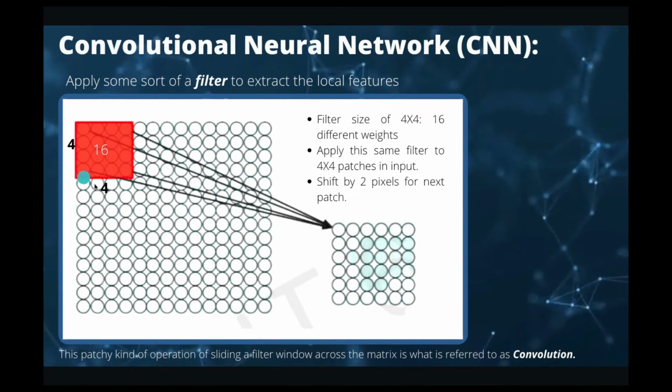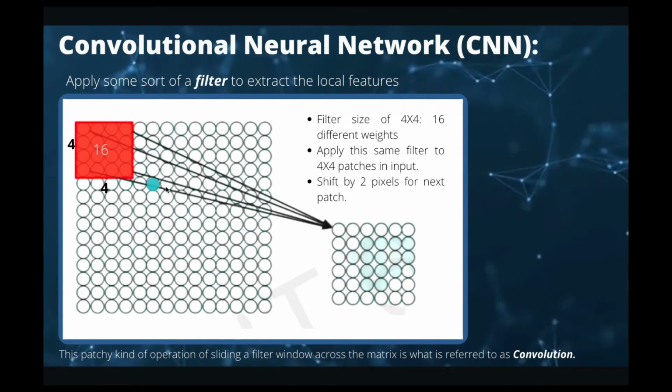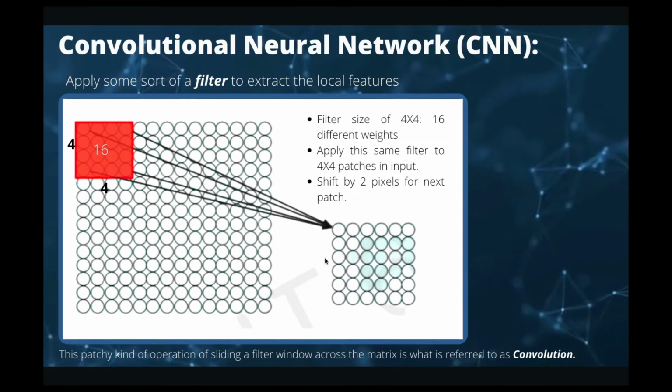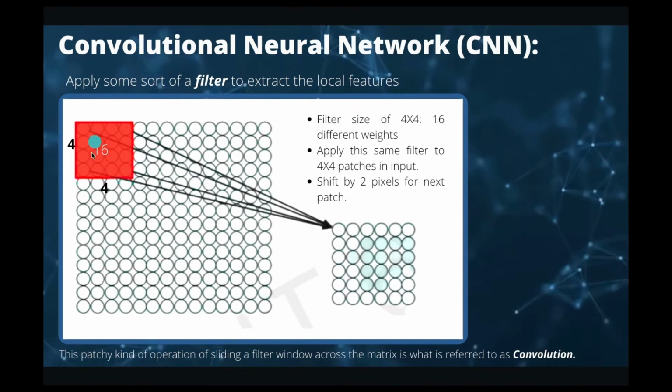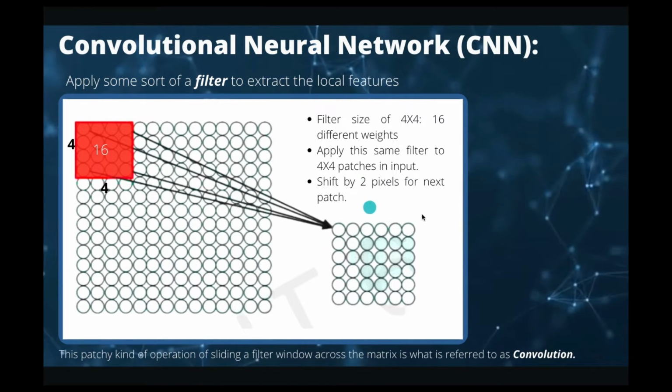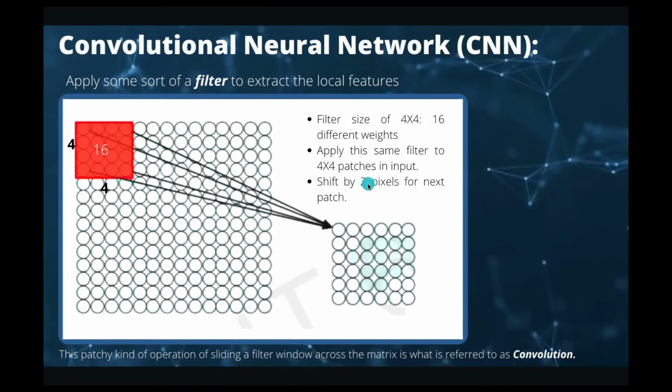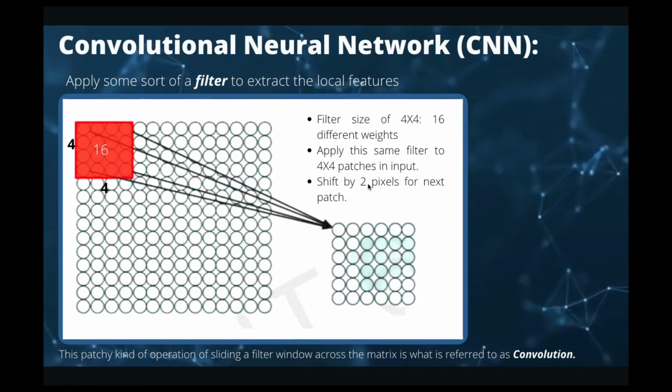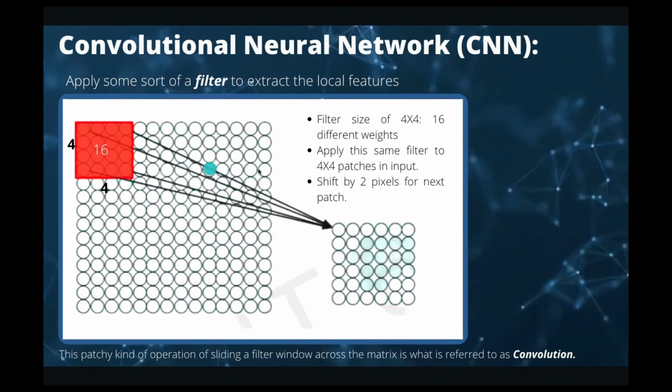So I have the 4 cross 4 filter on top of that patch place that I have over here, right? I'll continuously do that, shifting it by, say, 2 pixels, okay? These 2 pixels, I just determined it as 2 pixels. It could be 3, it could be 4, it could be 1, right? But in this case, I'm saying 2 pixels.